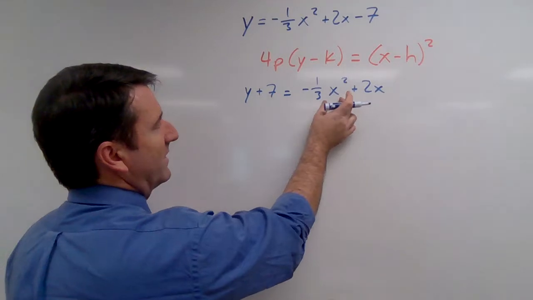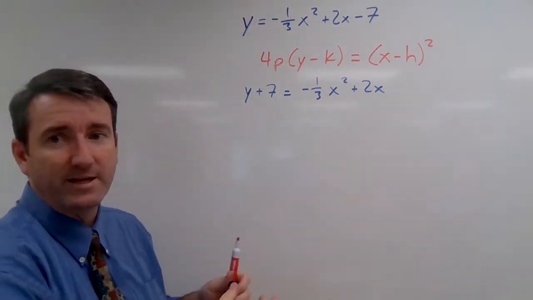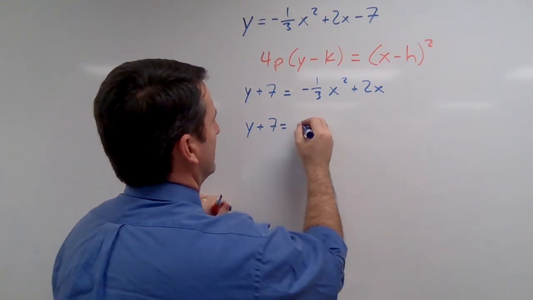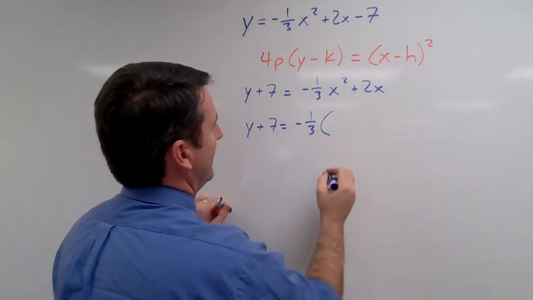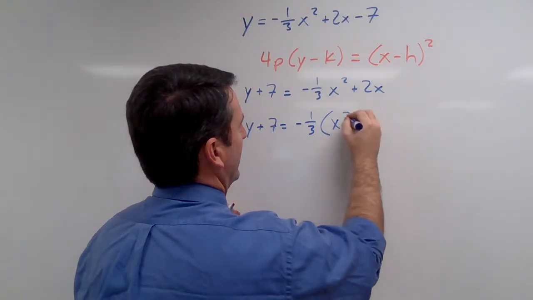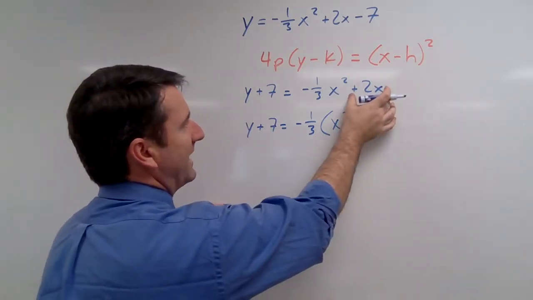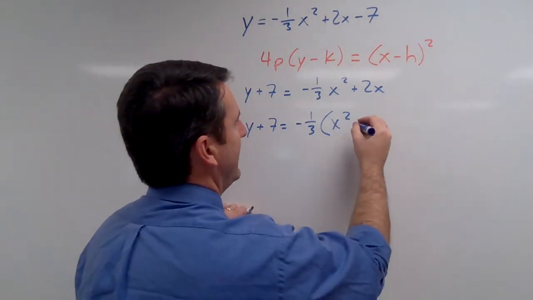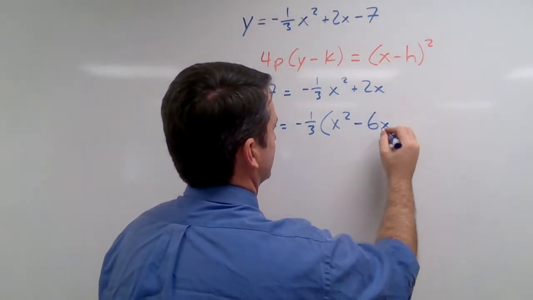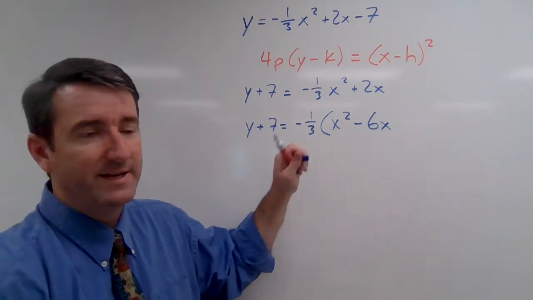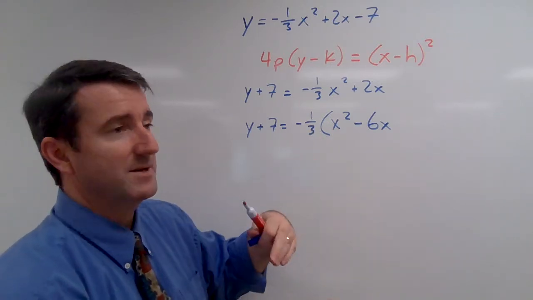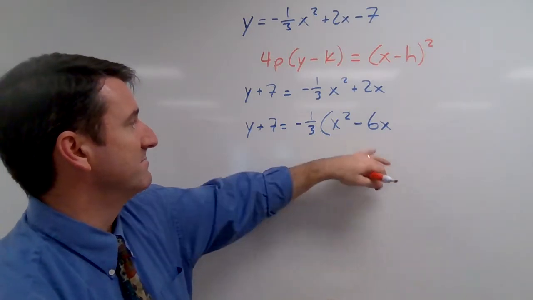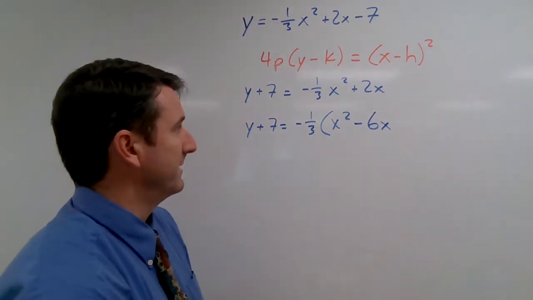So to get x squared by itself, we're going to need to factor out a negative 1/3. So we get y plus 7 is equal to negative 1/3 times x squared, and then 2x divided by negative 1/3 is going to be negative 6x. Remember that dividing is the same as multiplying by the reciprocal. So dividing by negative 1/3 is the same as multiplying by negative 3.